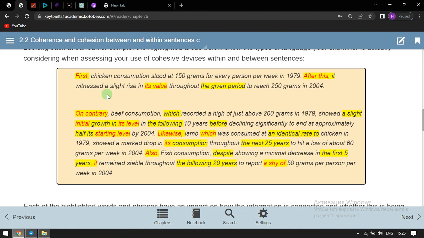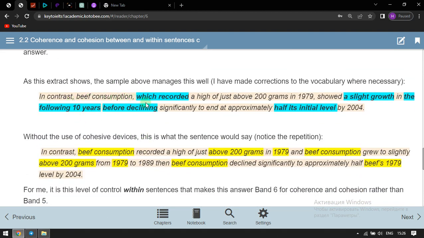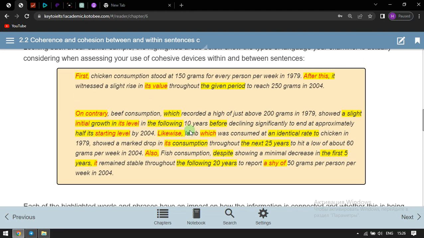In contrast, on contrary degan qismimiz. On contrary, beef consumption, which recorded a high of just about 200 grams in 1979, showed a slight initial growth in its level in the following 10 years before declining significantly to end at approximately half its starting level by 2004. In contrast, beef consumption, which recorded a high of just about 200 grams in 1979, showed a slight growth in the following 10 years before declining significantly to end at approximately half its initial level by 2004.